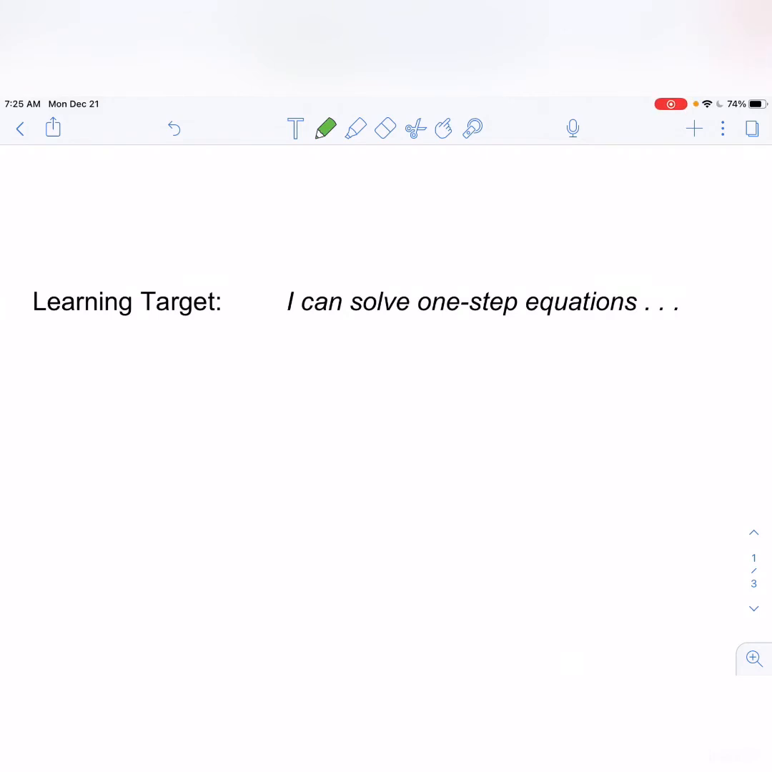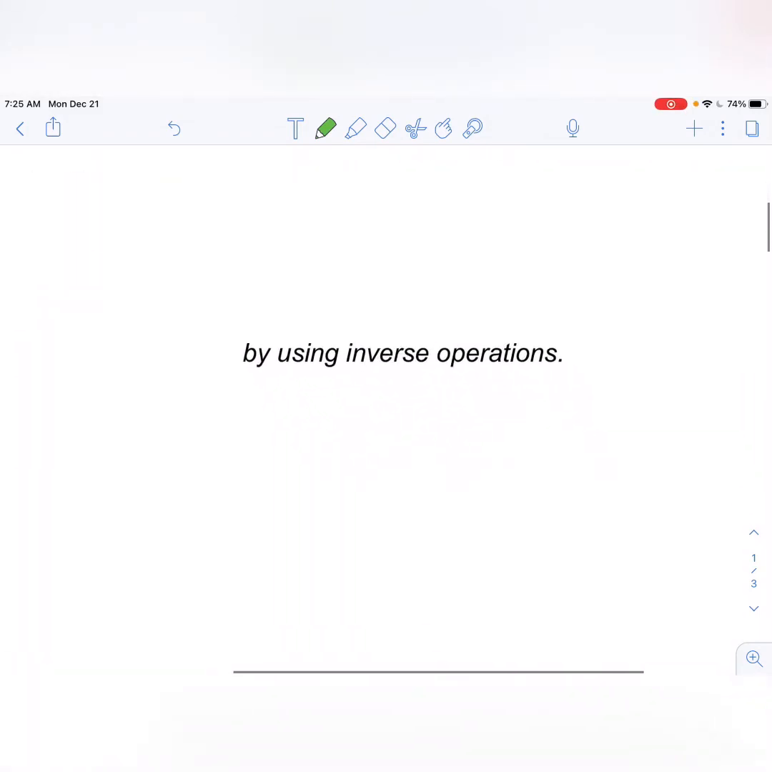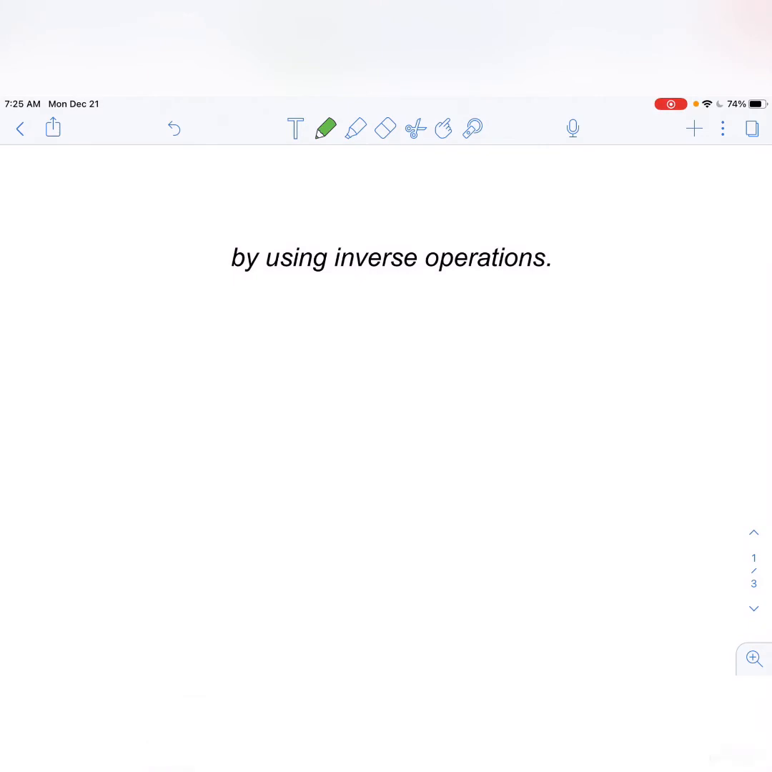Let's solve one-step equations. We're going to do this with inverse operations. Operations are the math symbols we use, so adding, subtracting, multiplying, and dividing. I like to use a little dot for multiply, or sometimes we use parentheses. That way in Algebra 1 we don't get confused with the x.